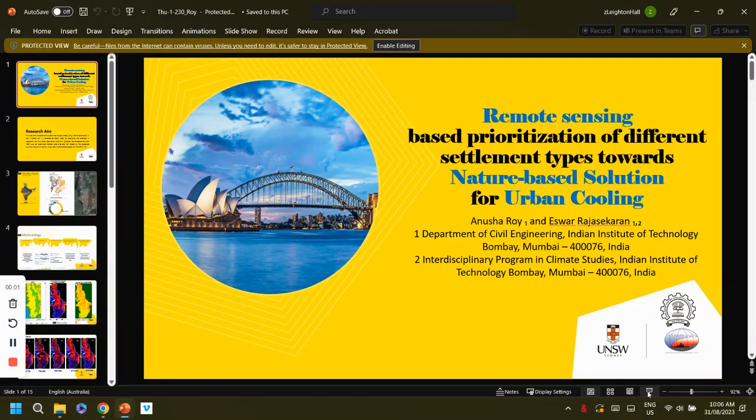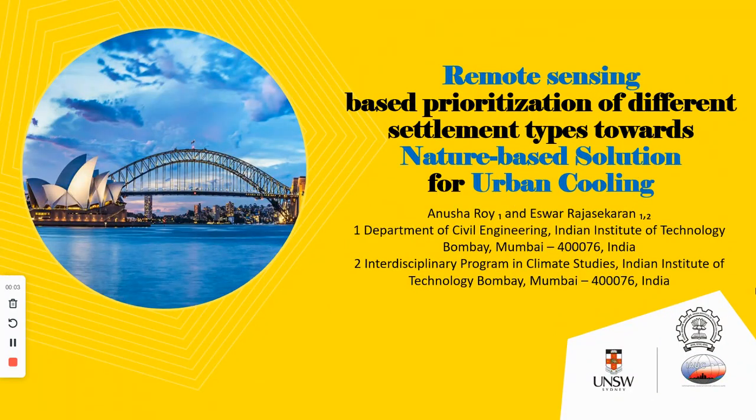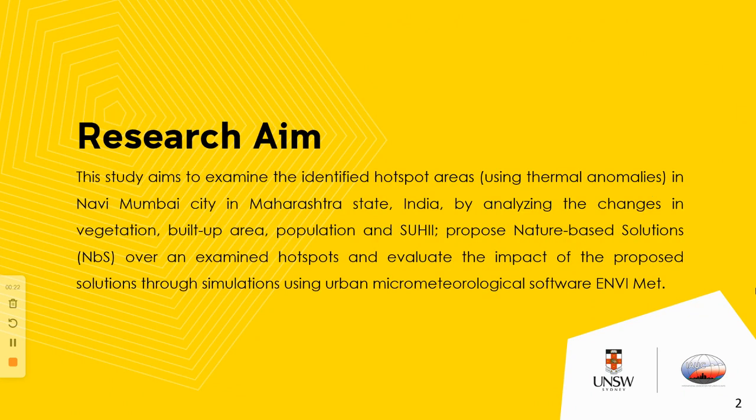My topic is basically to help the government decide where exactly you need to put the nature-based solution. So I have used remote sensing satellite images to detect where the hotspots in the city are, what pattern the hotspots are growing in, or if there are any cool spots. So the study aims to examine one of the satellite towns in India.